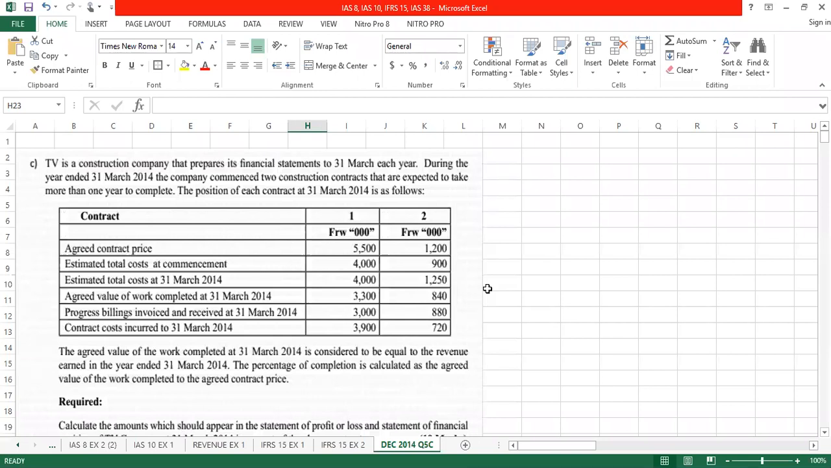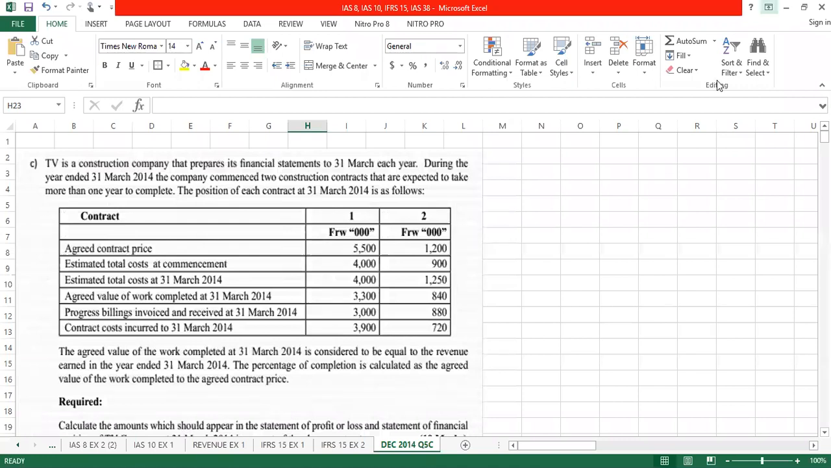Let me skip what is in the table and go to what is down there. The agreed value of work completed as at 31st March 2014 is considered to be equivalent to the revenue earned in the year to 31st March 2014. Percentage of completion is calculated as agreed value of work completed to the what? Contract price. Which method? Method 2.